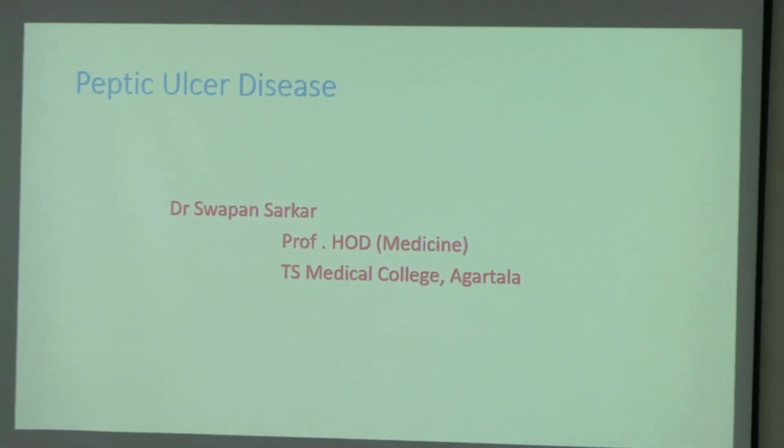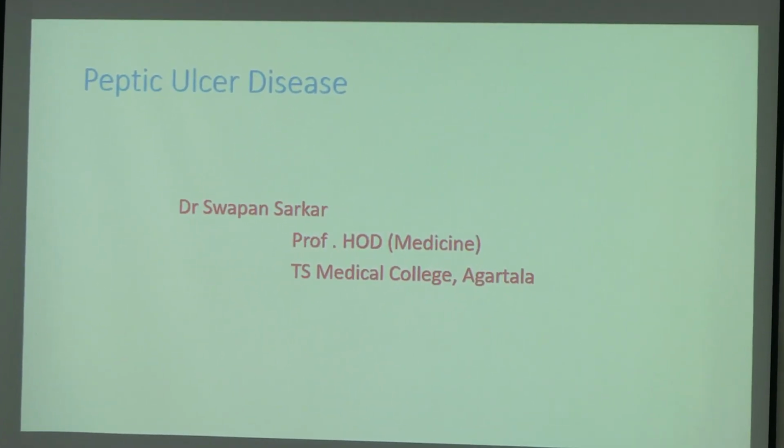Peptic ulcer disease. Do you know what an ulcer is? An ulcer is a disruption in the mucosa. It may also be in the skin. But as far as peptic ulcer disease is concerned, it is a disruption in the integrity of the mucosa, and it should go up to the muscularis mucosa. And the size is more than 5 millimeters.